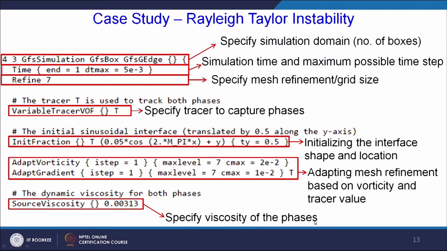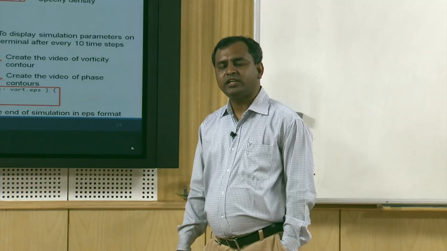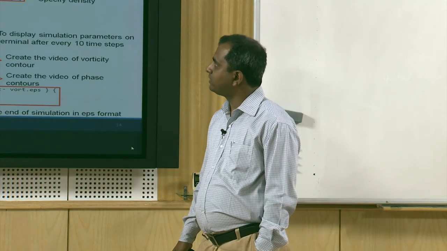Next slide, you see over here we have given the densities of the fluid depending on the value of T. So, we have given alpha, which is nothing but 1 by rho. So, alpha is equal to 1 by T into 1.225 plus (1 minus T) into 0.1694. We consider that the lighter fluid is having density 0.1694 and the heavier fluid is having 1.225. You see over here, if T is equal to 1, then you will be finding out alpha becomes 1 by 1.225, and T equal to 0 essentially gives you 1 by 0.1694.